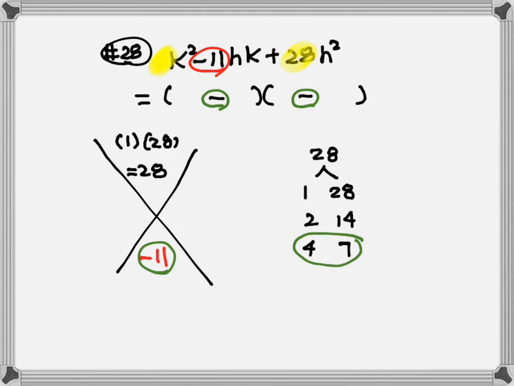So we're going to take 4 and 7. So it'll be a 4, 7. Both are negative, so it'll be negative 4, negative 7. Give me what? A negative 11. So here I only need to put a number in here. 4 here, 7 here.